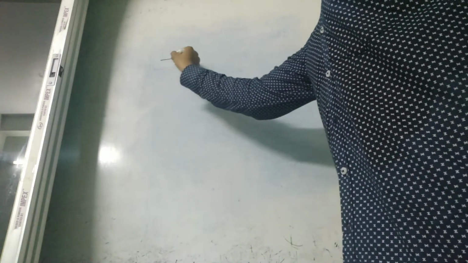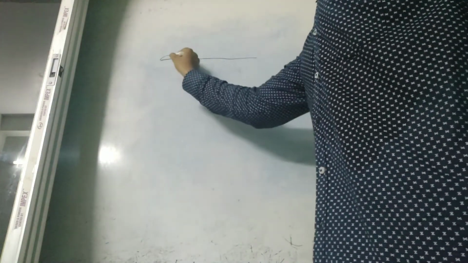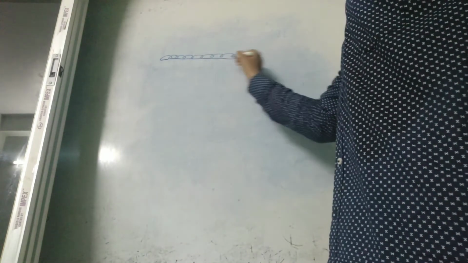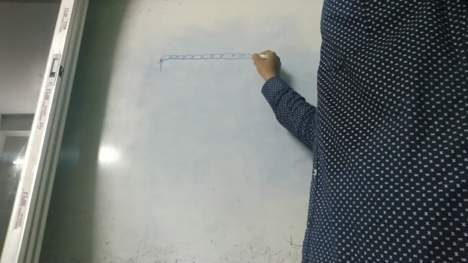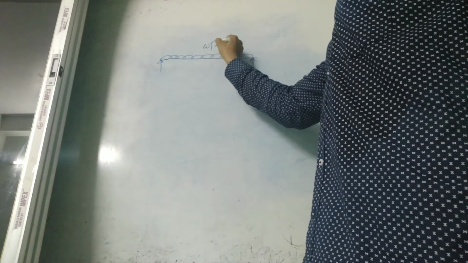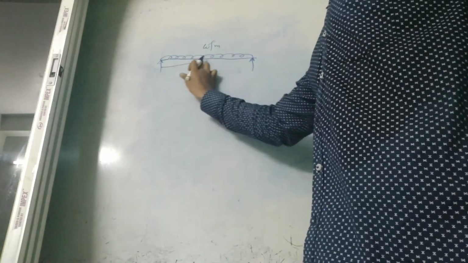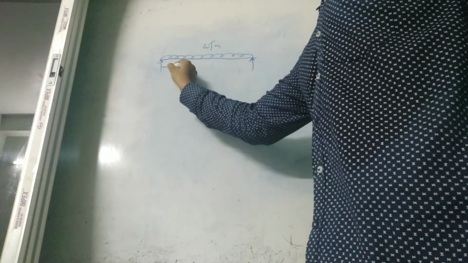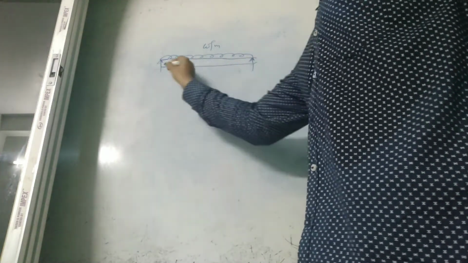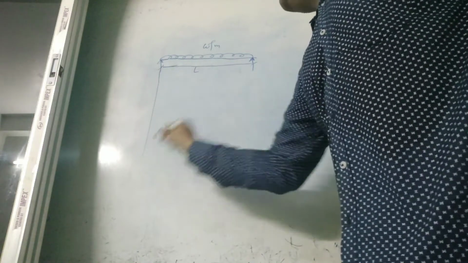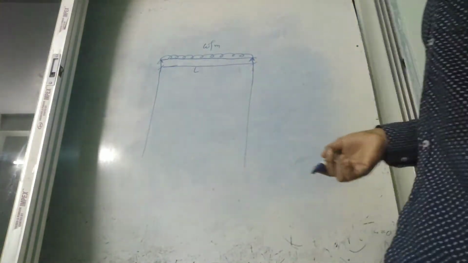In the last class, we discussed shear force and bending moment for a simply supported beam with a point load. Now we go for the simply supported beam with UDL, a uniformly distributed load. If a simply supported beam is totally covered with a UDL of W per meter and the length is L, then how are its shear force and bending moment diagrams?